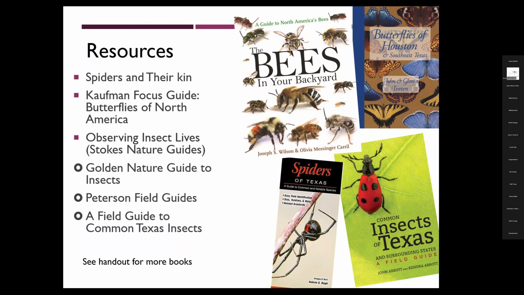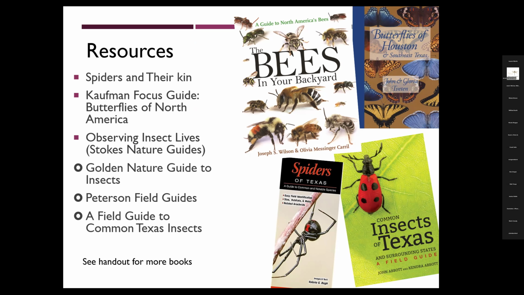The Bees in Your Backyard. If you are wanting to know more about native bees, that is the best book that I have come across on native bees. It has maybe 2 pages on honeybees, because usually when people talk about bees, they're talking about honeybees. But we have tons and tons of bees that are native to our state, and they do much better with our native plants than the honeybees do.